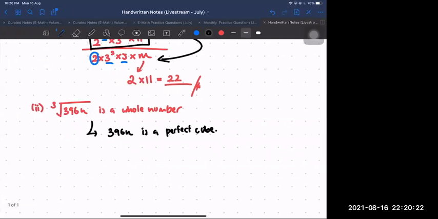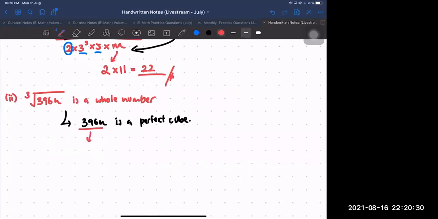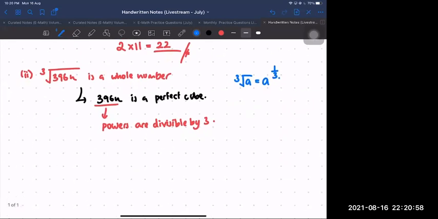Okay. So 396n is a perfect cube. What this means is that we need to make sure that all the powers of the numbers inside here are divisible by 3. What's the reason why? Blue means I'm writing content. Cube root of a is the same thing as a to the power of 1/3. This means that all your powers must be divisible by 3.